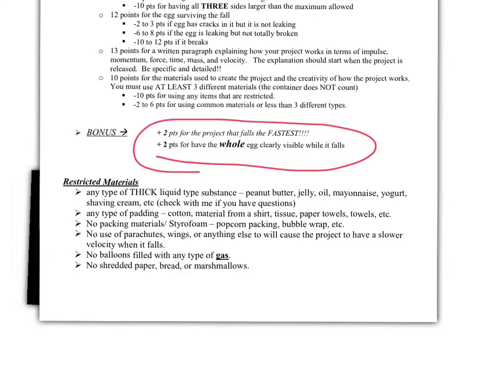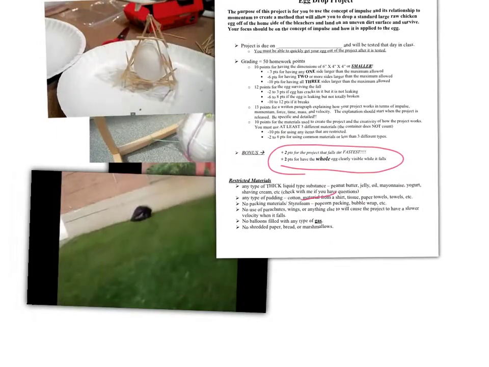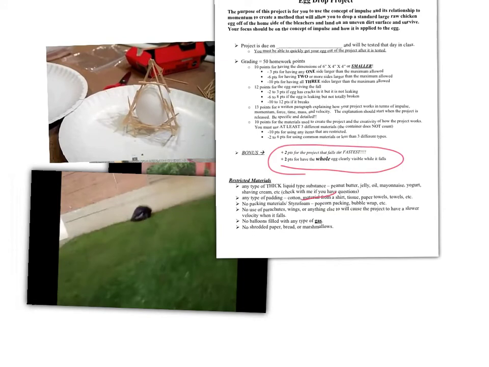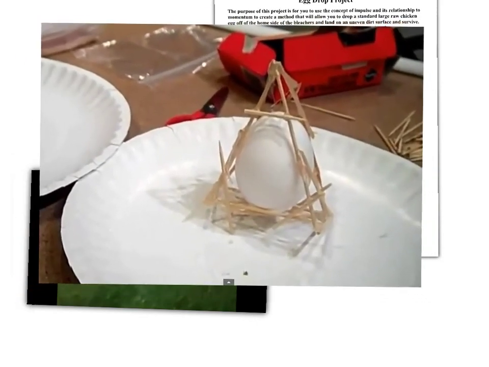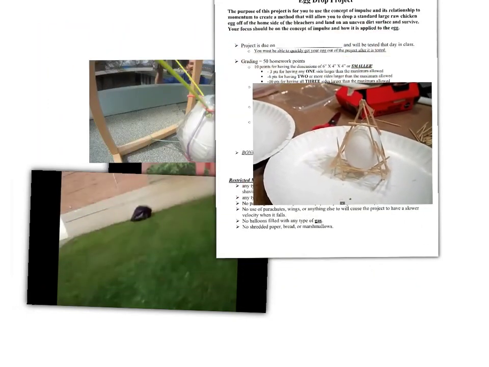And the second one is we want to see the whole entire egg. It makes it a little bit more difficult in the project. So if you look, I was trying to find some examples. This picture here is not one that I would suggest you try to duplicate. I don't think that egg would make it, but you can see that I can see that egg. Almost all of it, right? There are pieces that are blocked by the toothpicks, but pretty much I can see all of it.